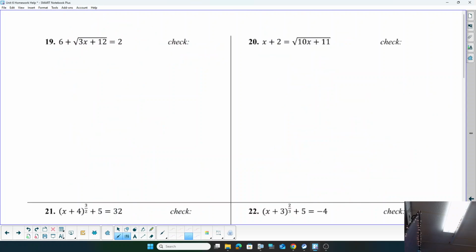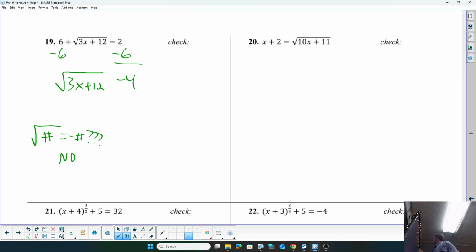Nice. All right, here we go. Number 19. So make sure you get everything on the other side first. So we're going to minus the 6 to the other side. So we get 2 minus 6 is negative 4. Interesting. So the question is, will a square root ever yield a negative number? Can you square root some number and it gives you a negative number?